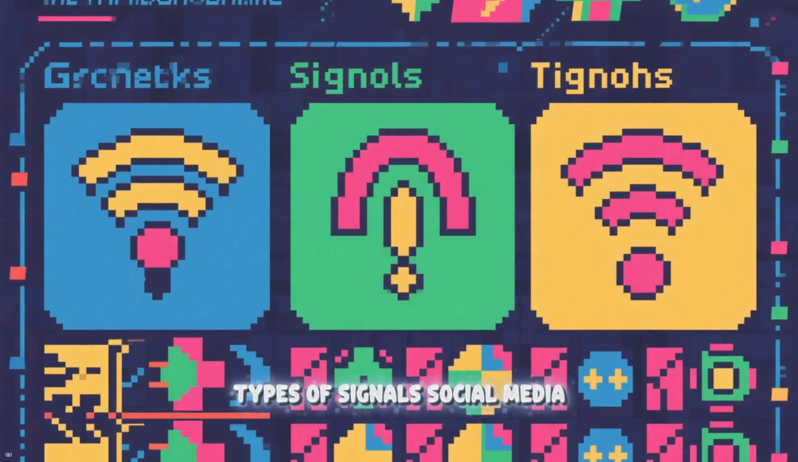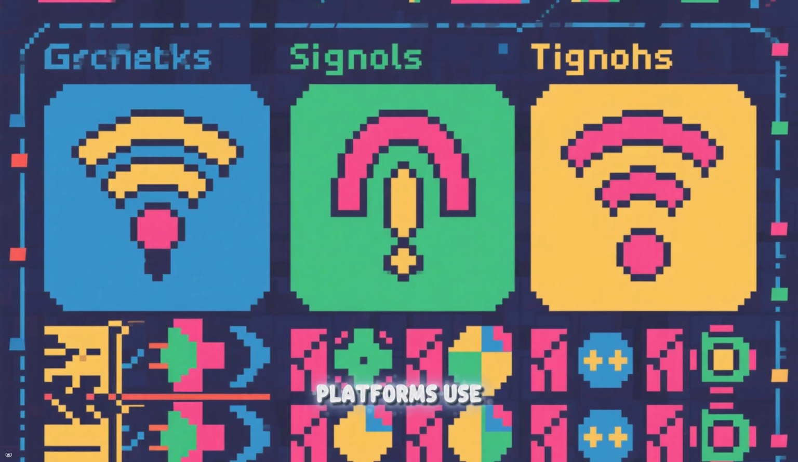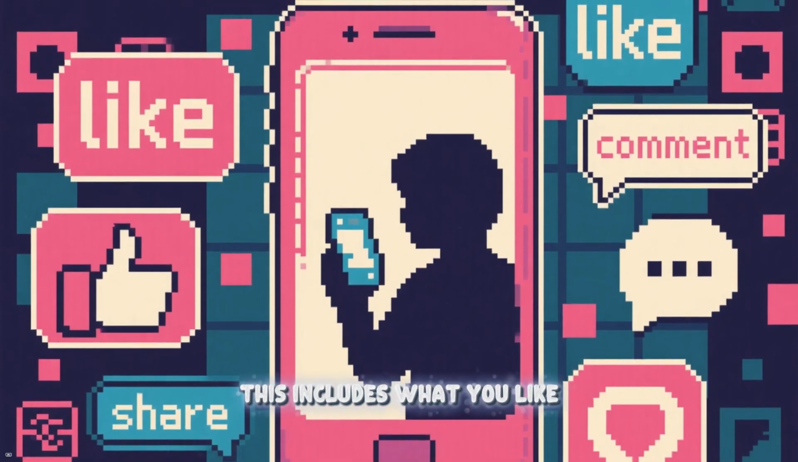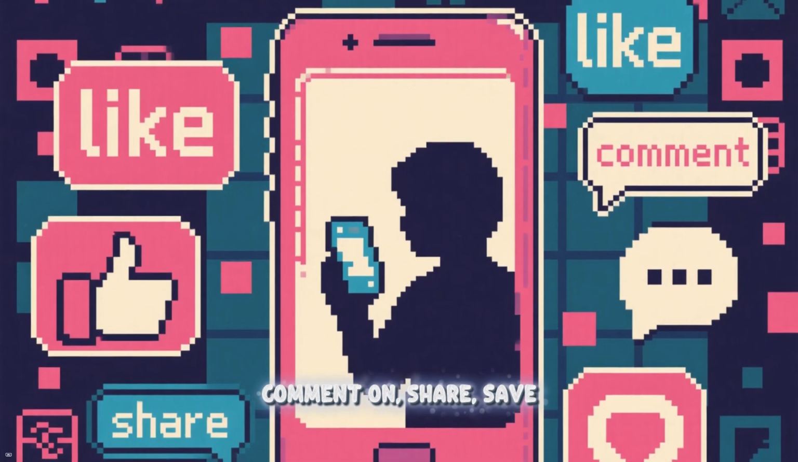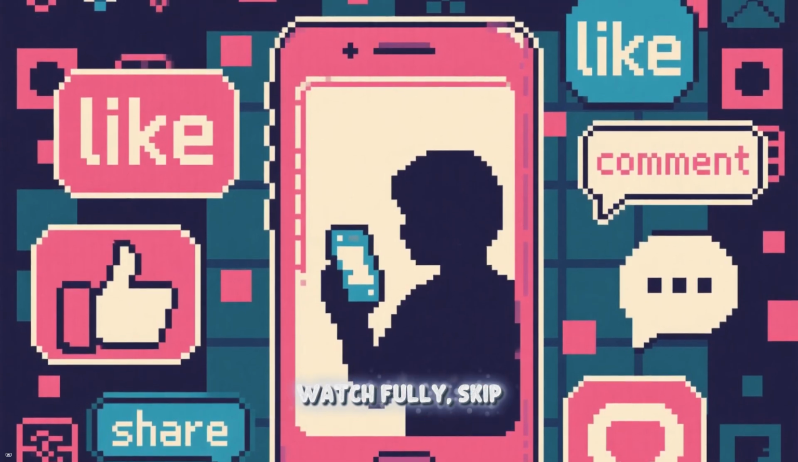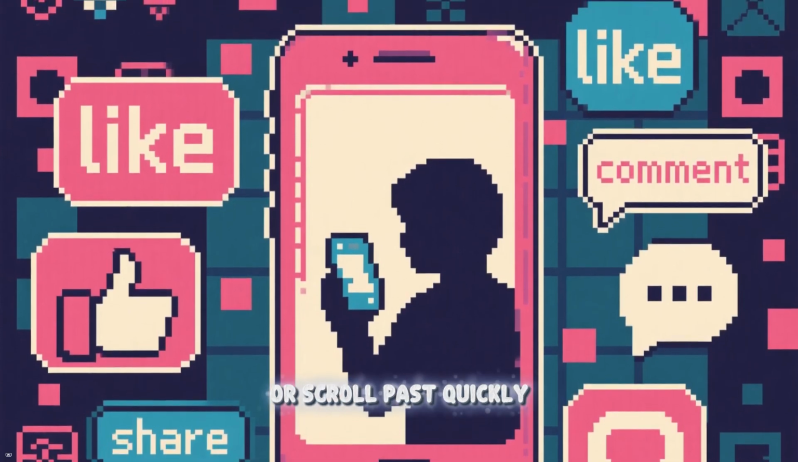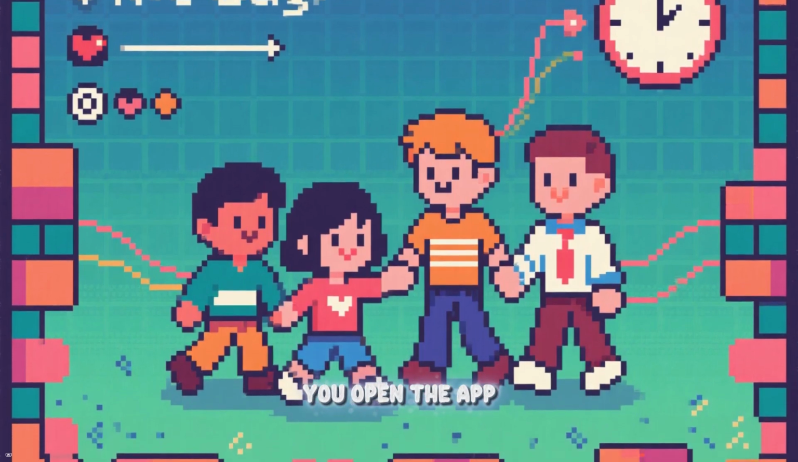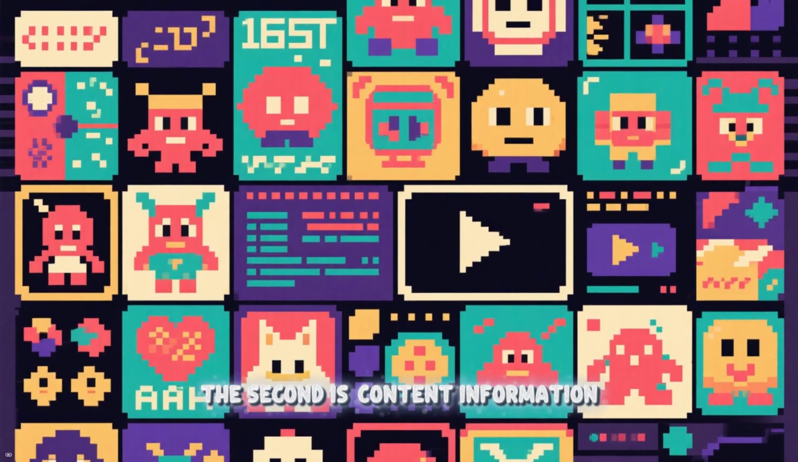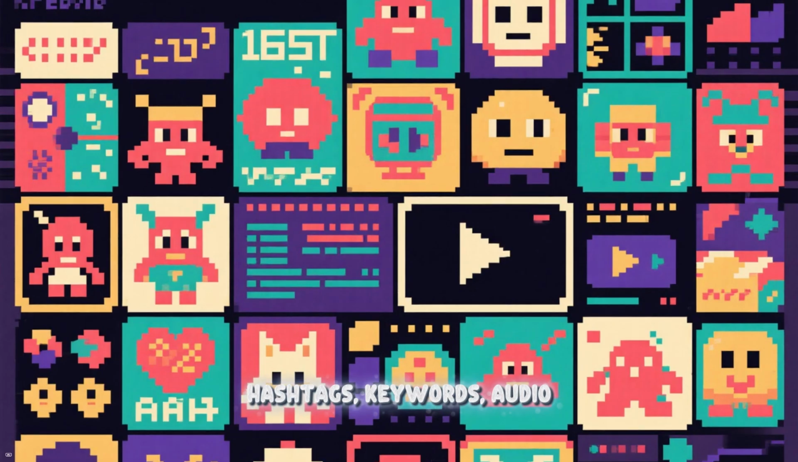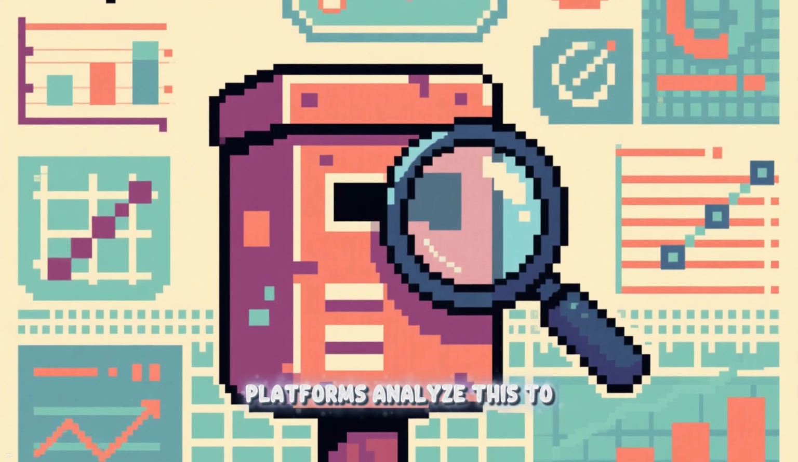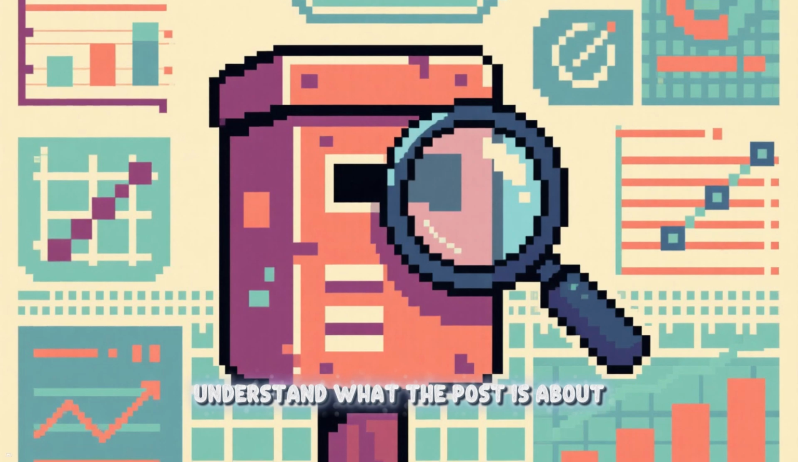There are three main types of signals social media platforms use. The first is user behavior. This includes what you like, comment on, share, save, watch fully, skip, or scroll past quickly. It also includes who you interact with most and how often you open the app. The second is content information. This includes captions, hashtags, keywords, audio, visuals, video length, and topic. Platforms analyze this to understand what the post is about.